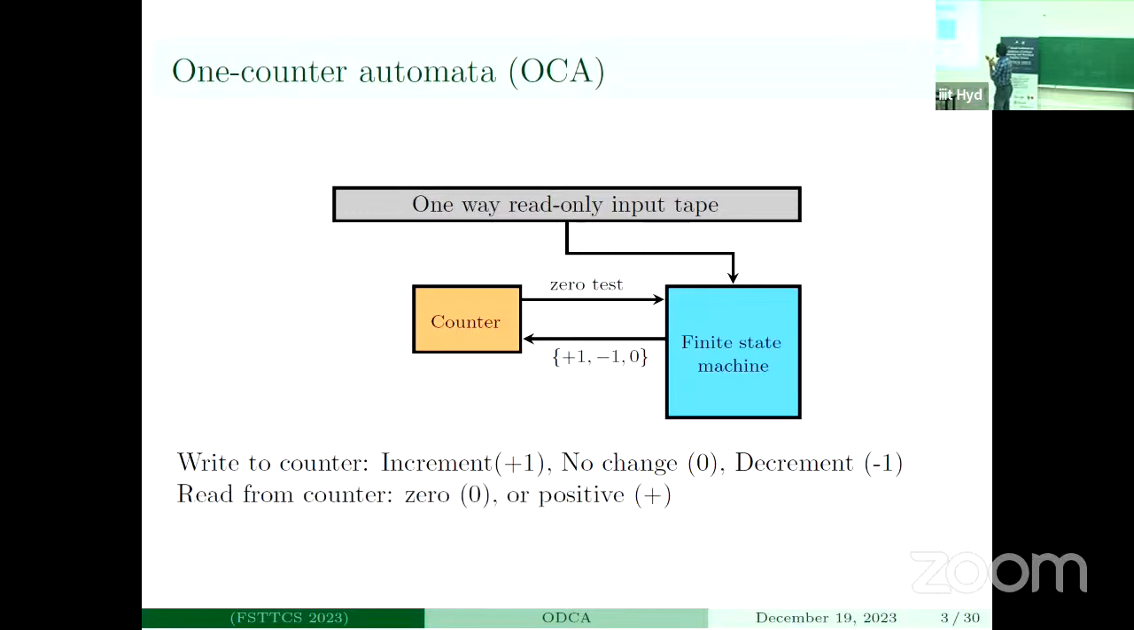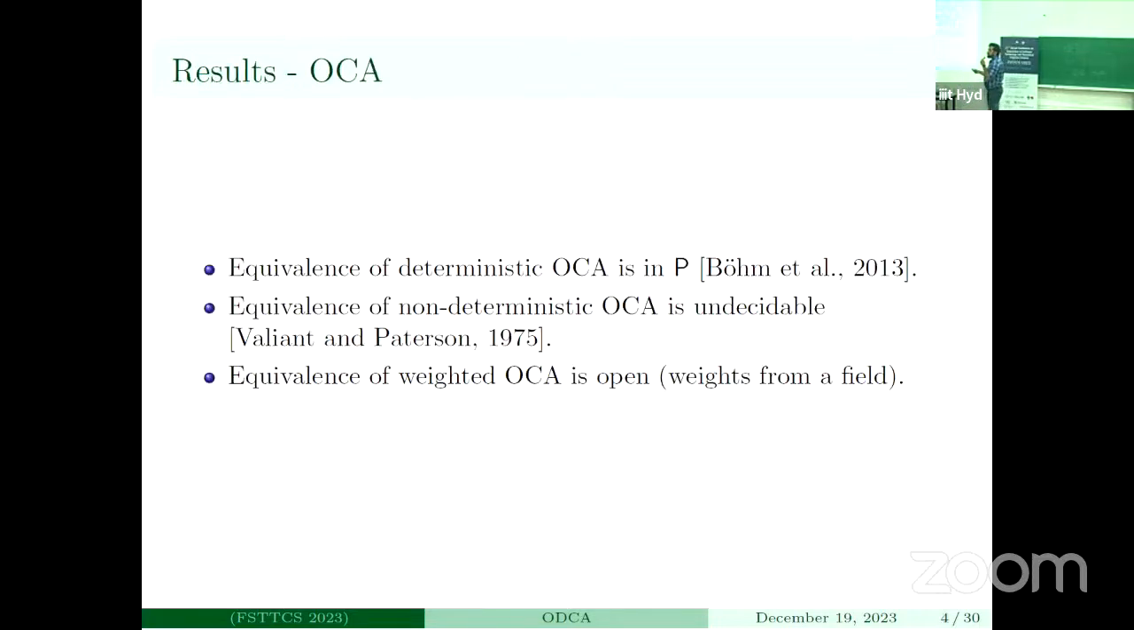So ultimately, the finite state machine has two sets of transitions, one for counter value 0 and the other for positive counter value. This is a one counter automaton, and these are the existing results in one counter automata. The equivalence of deterministic OCA is in P, proved by Böhm and Göller. In fact, it's in NL. The equivalence of non-deterministic OCA is undecidable. And the equivalence of weighted OCAs, even if the weights are from a field, is an open problem.